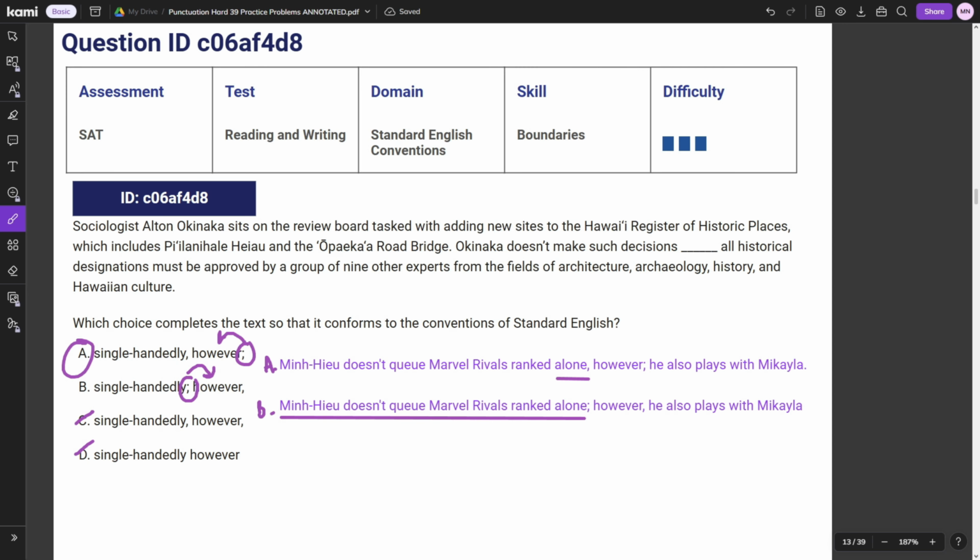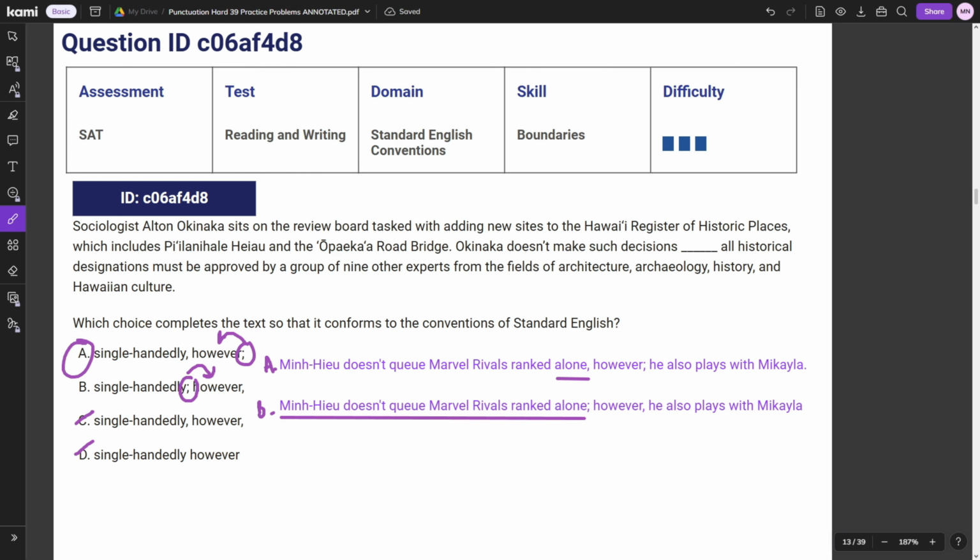Minh-Hieu doesn't queue Marvel Rivals ranked alone, however, he also plays with Michaela. So we already established that the semicolon comes after the transition word, which means that the idea that's being modified is only going to be a few words or the word that's before it. Now we also know that the way it's being modified is that it's just adding on a little bit of information to it. So let's put this all together.